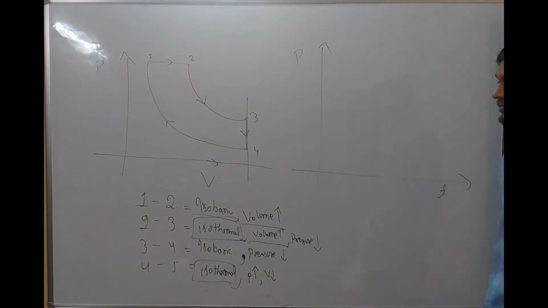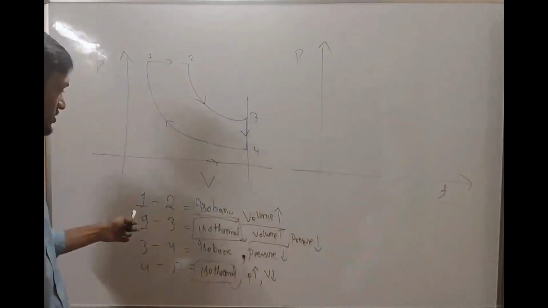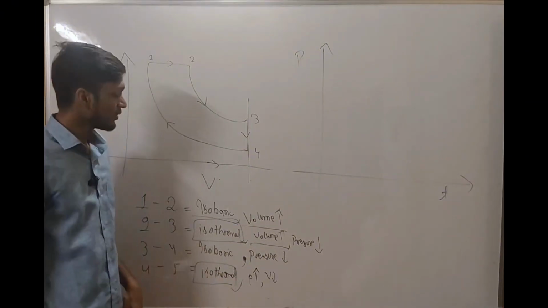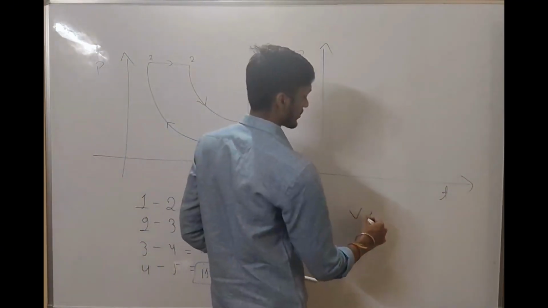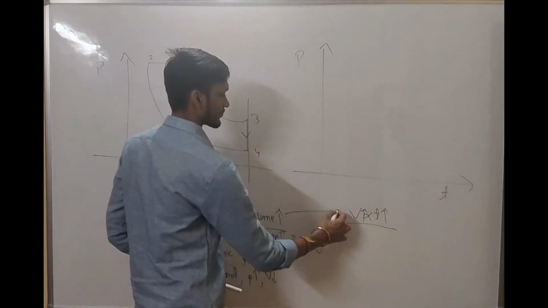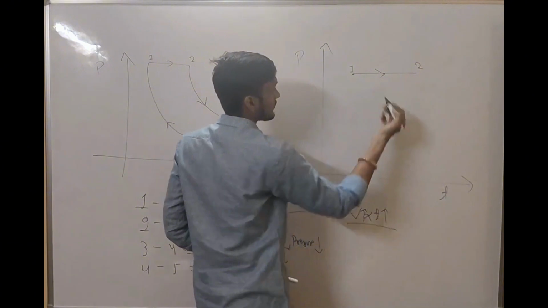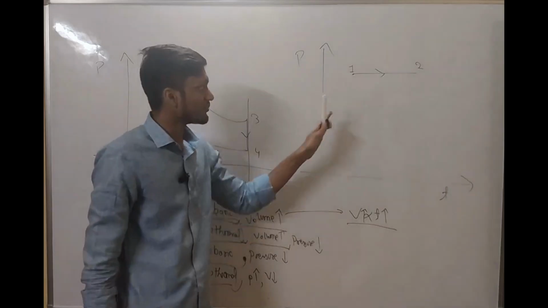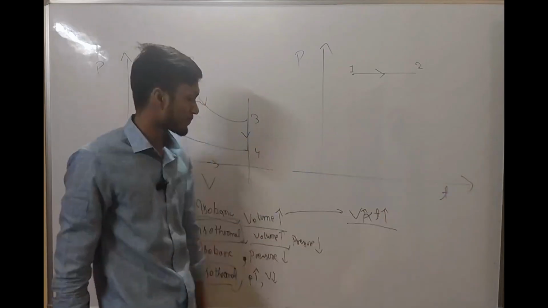In the PT graph, what will the graph look like for the first process, that is 1 to 2, where the process is isobaric? The pressure is constant. Also, the volume is increasing. If the pressure remains constant, the volume is directly proportional to temperature. If the volume increases, temperature also increases. Right? The pressure remains constant but the temperature increases, which would imply that our process is in this direction from 1 to 2, where temperature must increase and the pressure must simultaneously remain constant.